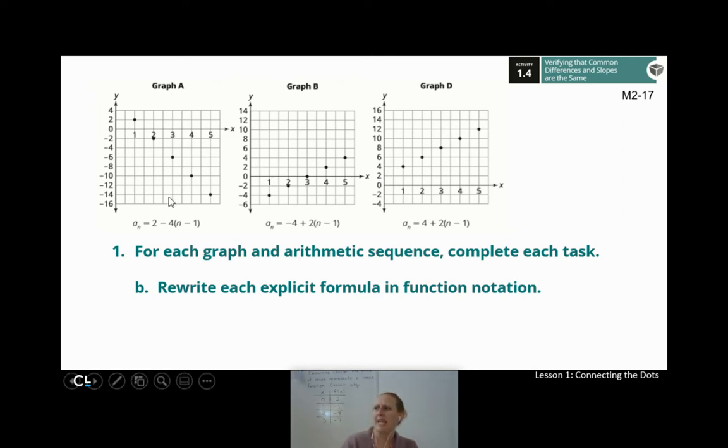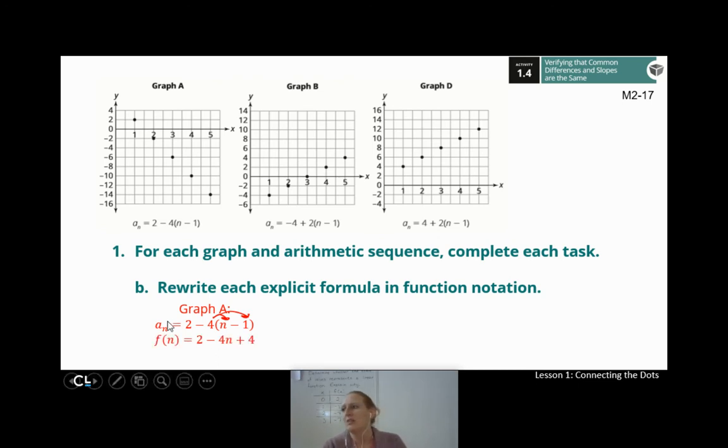So I'm going to start with graph A. Here is my lovely formula. I changed my A to F. That was something we did. We changed A to F. And actually, I'm going to do two things in one. I'm going to change my A of N to F of N. And don't forget, we're also going to distribute.